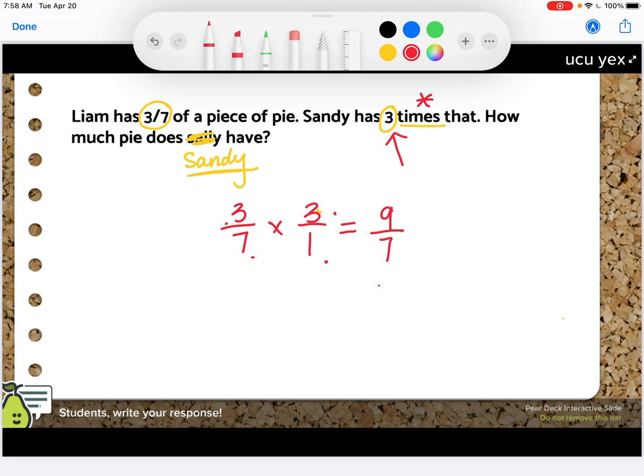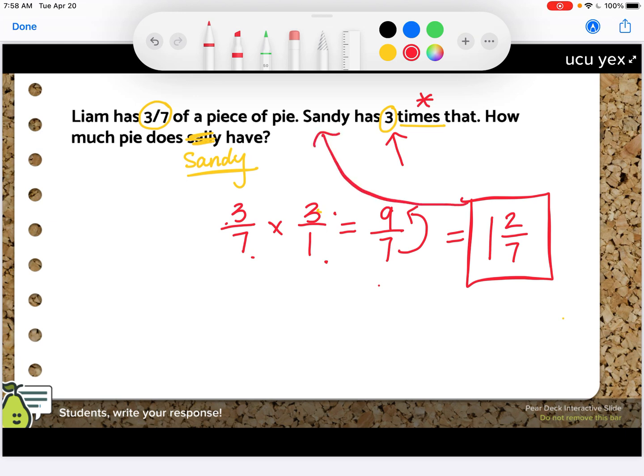And 9/7 is an improper fraction, so we want to convert this back to a mixed number. So we asked ourselves, how many times does 7 go into 9? 7 goes into 9 one time. How many are left over? 2. Keep the denominator as it is. So we're left with 1 and 2/7. That's how much pie that Sandy has.